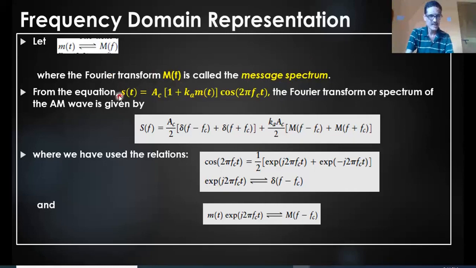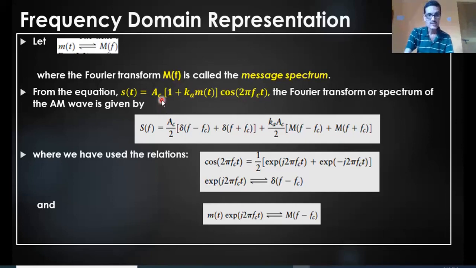Now, again, I will take the standard equation for AM, also called the conventional AM equation. S of t is equal to Ac into 1 plus Ka m of t, cos 2 pi fc t. I multiply directly and expand it. What I get is Ac cos 2 pi fc t, the first term, plus Ac Ka m of t cos 2 pi fc t. So what I do is apply a Fourier transform to those two terms.